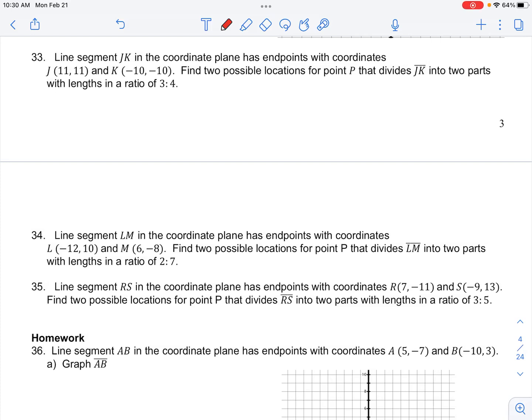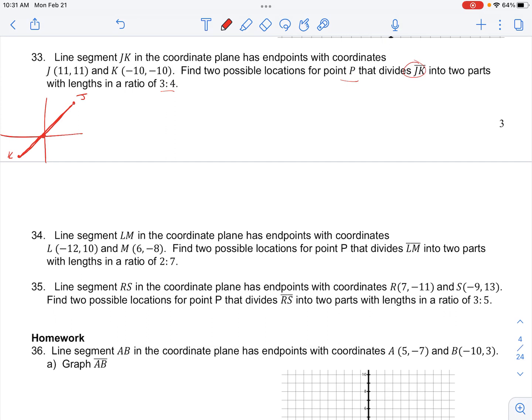Question number 33 in your classwork for analytic geometry asks you to find two possible locations for P that divides the segment JK into two parts with a ratio of 3 to 4. JK has coordinates: J is at 11, 11 and K is at -10, -10. So we have roughly this line segment with a slope of 1. It'll also go through the origin because it just works out nice and symmetric like that.